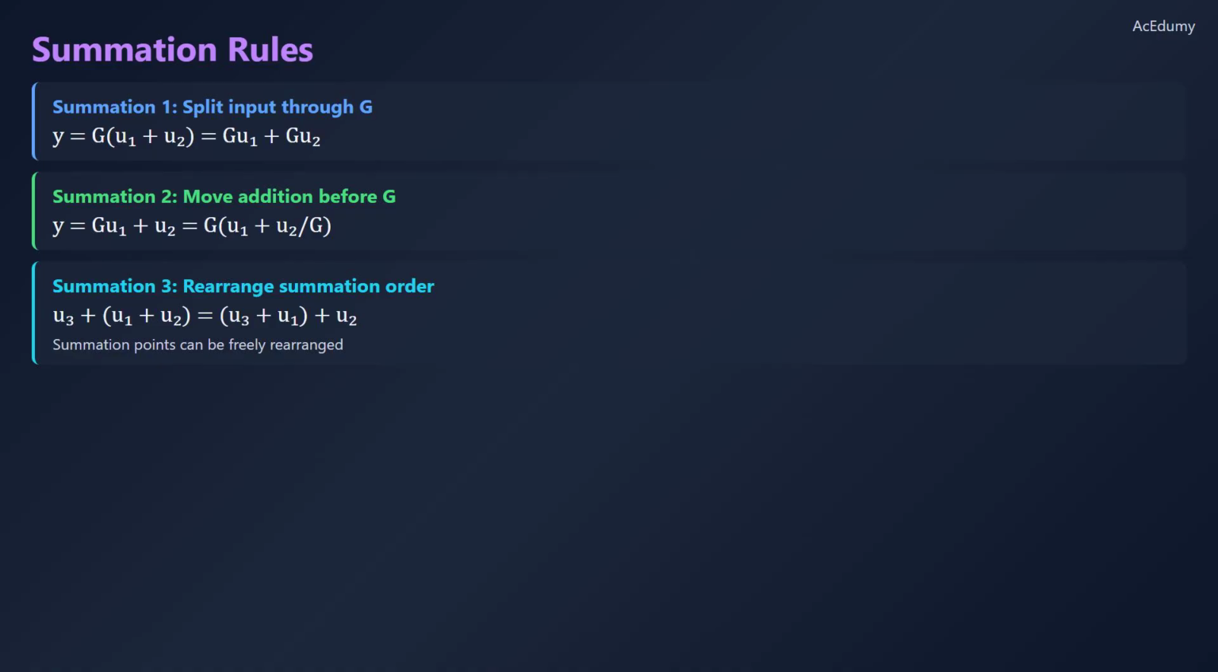Next, 3 summation rules. Summation 1. If a block G receives the sum of 2 inputs U1 and U2, we can split it into 2 parallel paths, each through G. Summation 2. If a signal U2 is added after block G, we can move the addition before G by passing U2 through 1 over G. Summation 3. Summation points can be freely rearranged. The order of addition doesn't matter.